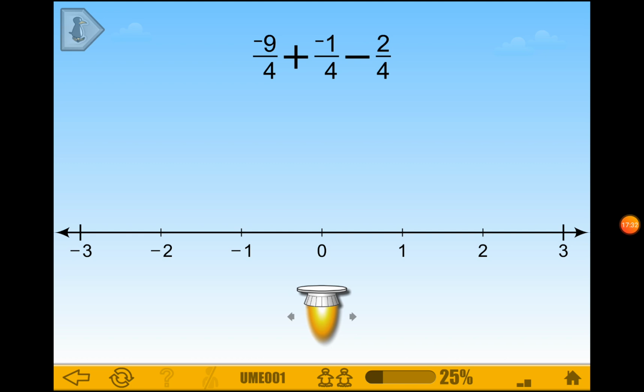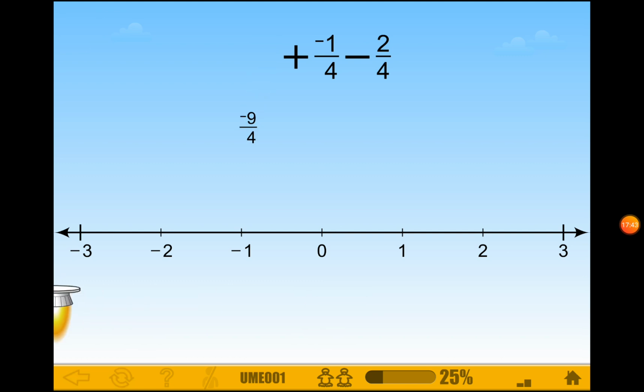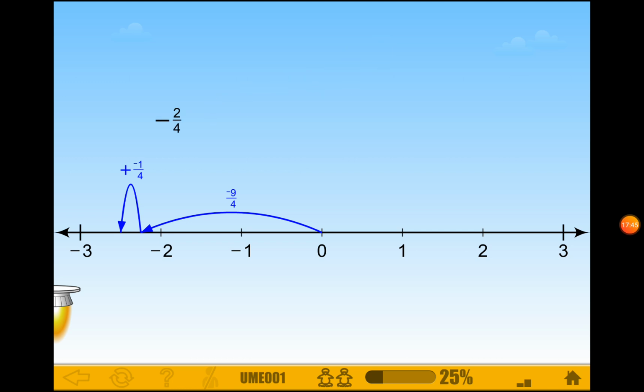-9/4 minus 1. That would be -10/4. Then -10/4 minus 2/4. So -10 minus 2 is -12/4, which is -3. Which is all the way there. Yep. Okay.